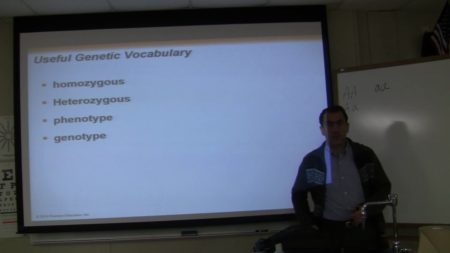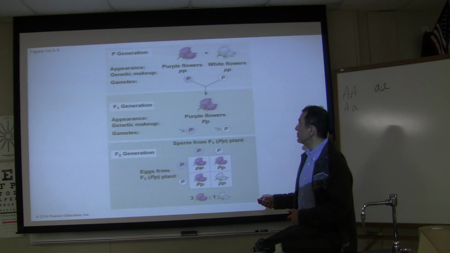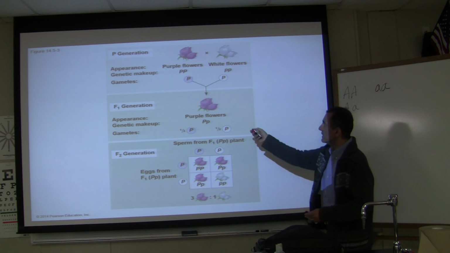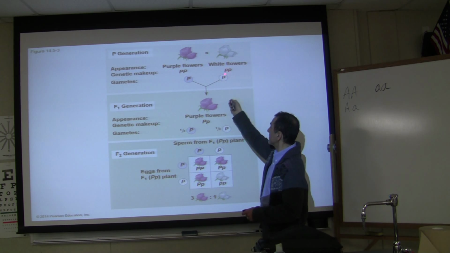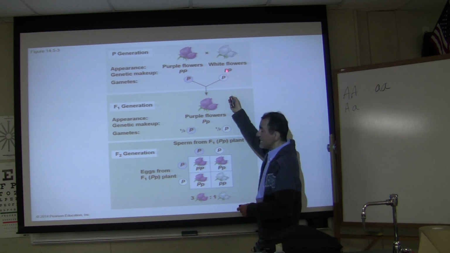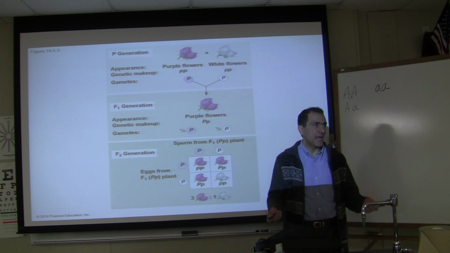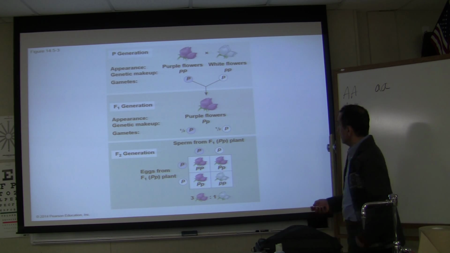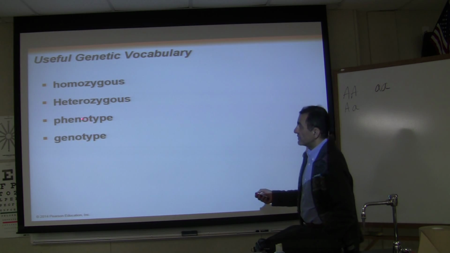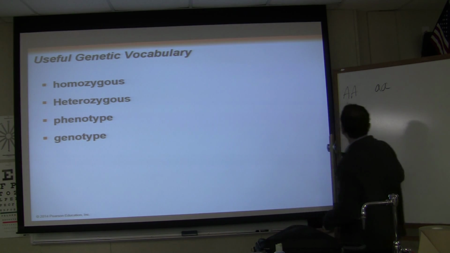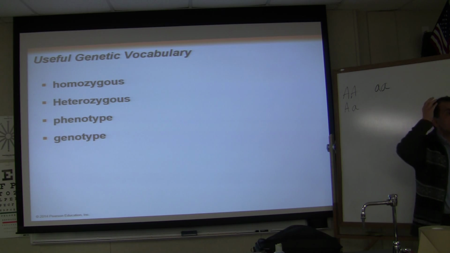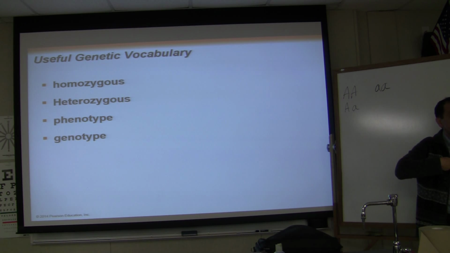I wish your textbook would not use capital P, but would use a different character, because in the English language, capital P and capital B look alike. I wish it had used capital A or capital B so you could see that better. But anyhow, phenotype is physical appearance. Genotype is arbitrary. Your textbook used capital P, capital B. I'm using capital A, capital A.